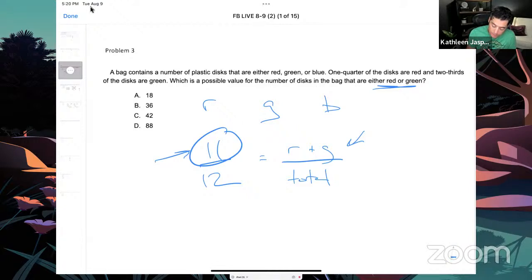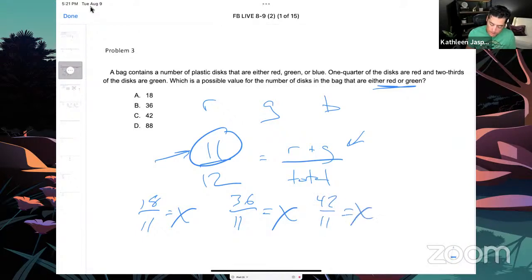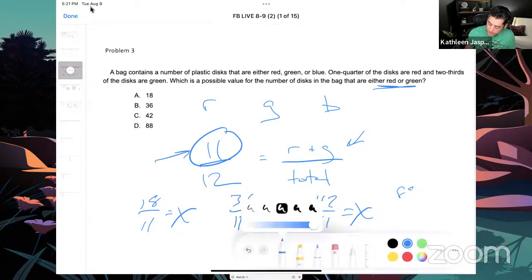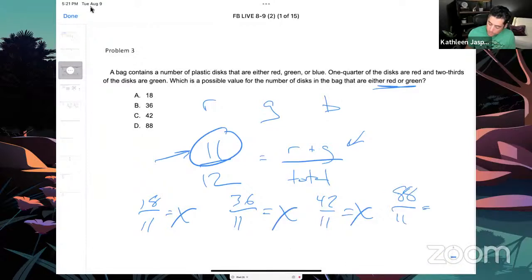So then out of all of these numbers here, which one will be divisible by 11? If you needed to, use your calculator, but I'm just going to show you: 18 divided by 11, that doesn't work, right? 36 divided by 11, that doesn't work. 42 divided by 11, that doesn't work. 88 divided by 11 is equal to 8. I've got a whole number there. That means that that can be.